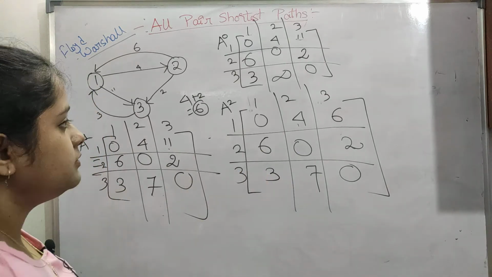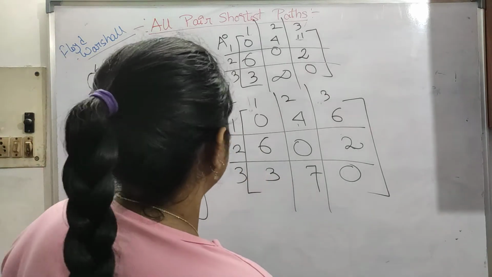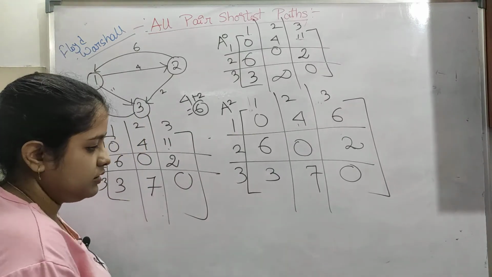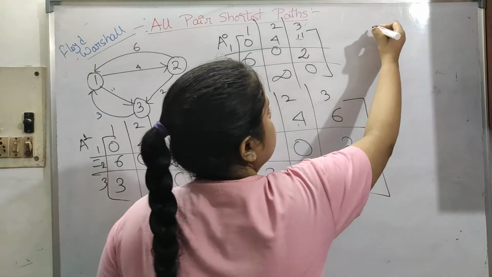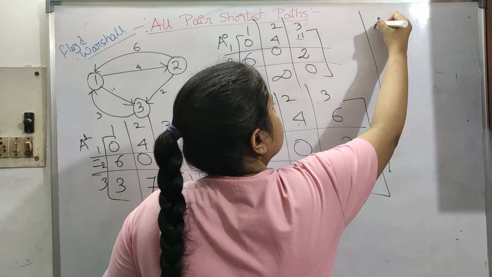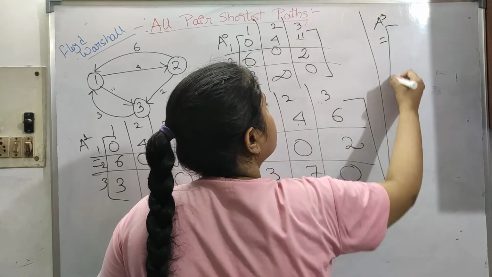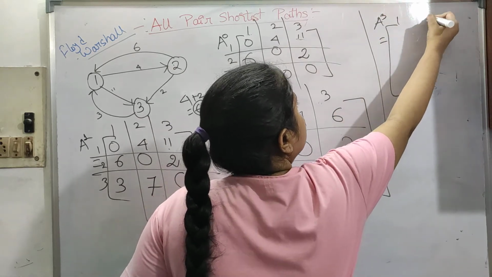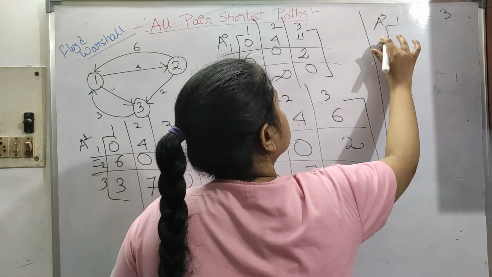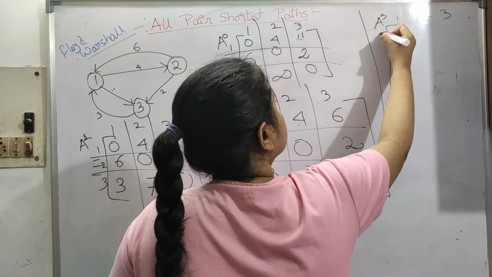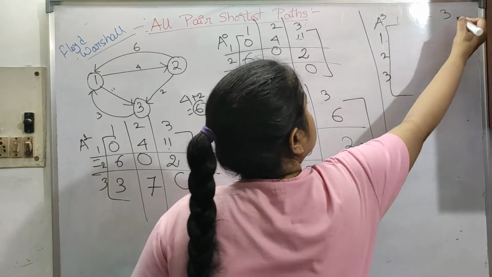So now lastly, I have written it in a very big way, so let me write here. A3. You have to go via 3. So 1 2 3, 1 2 3.